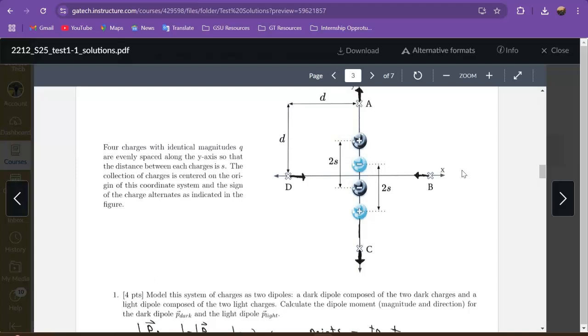So a quadrupole is essentially collectively 4 charges, 2 negative, 2 positive, and the electric field at an observation point far away would not be similar to either the point charge or dipole, because this is a quadrupole.